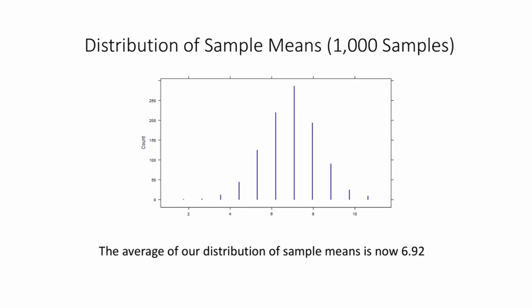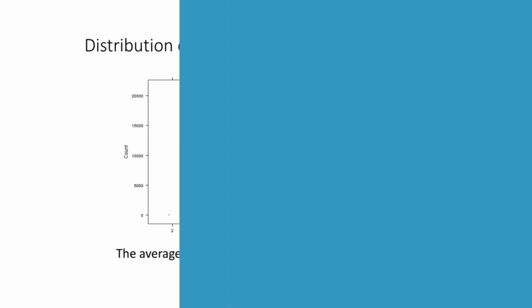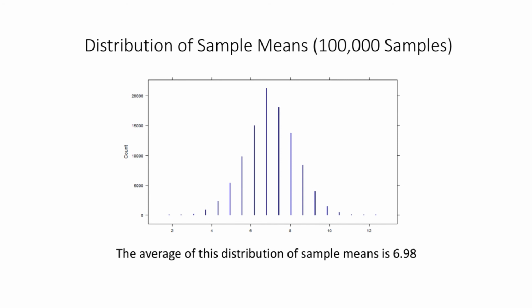Well, here's a distribution of sample means based on 1,000 samples. You can see the mean is about 6.92. As we collect more and more samples to set up a dot plot of sample means, we're converging closer and closer in terms of the center of the sampling distribution to the true population average, which again we know is 6.98. Here's a distribution of sample means based on 100,000 samples.